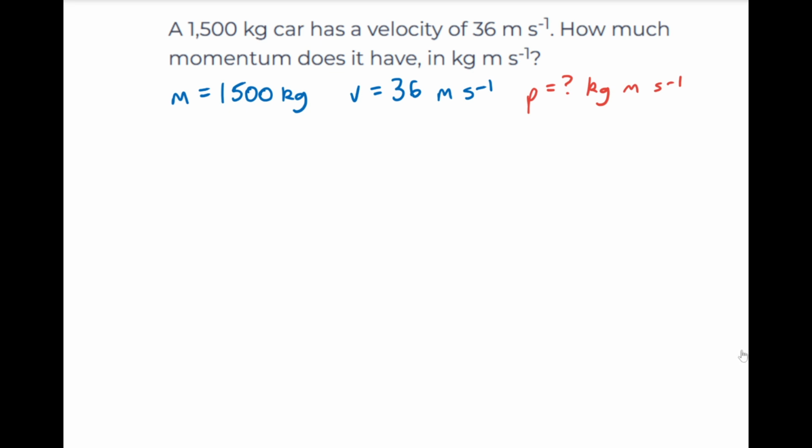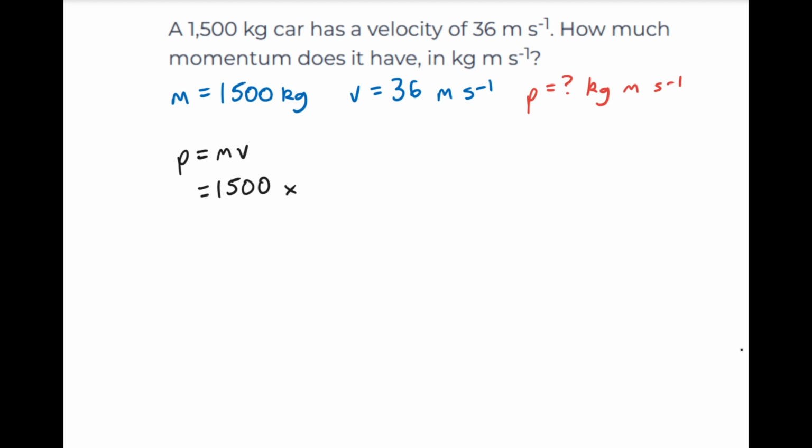Momentum is equal to mass times velocity, so p equals mv. Every moving object has momentum. Heavier objects will have more momentum than a lighter object, and objects going at a higher velocity will have more momentum. Let's substitute our values into the equation.